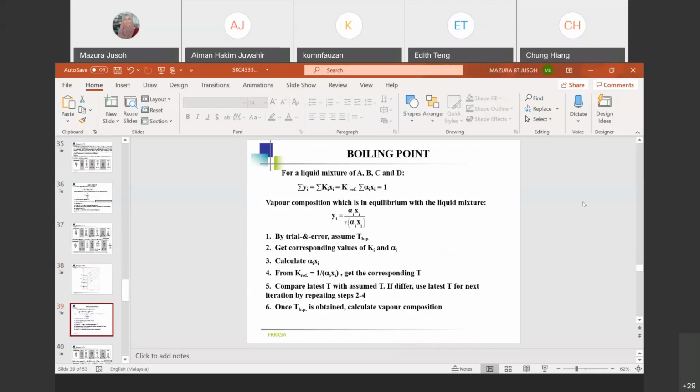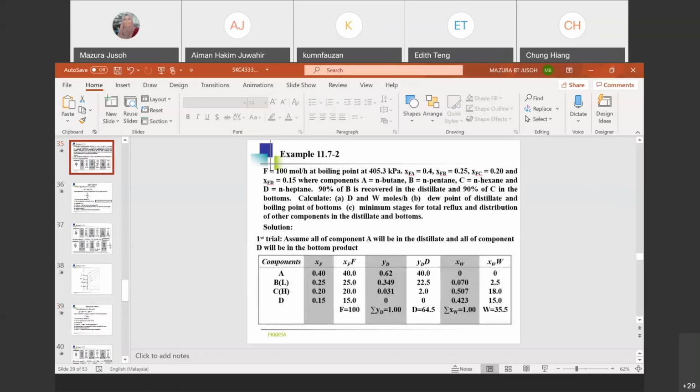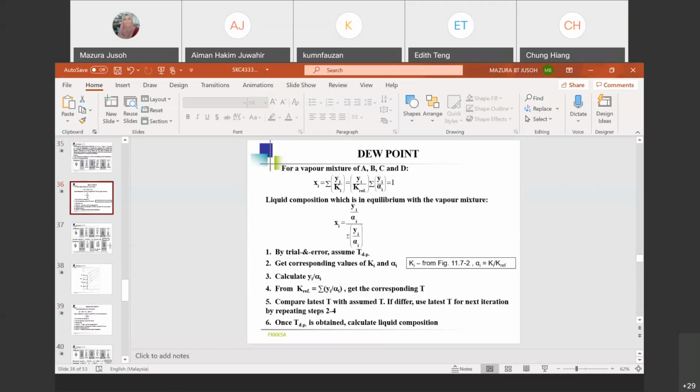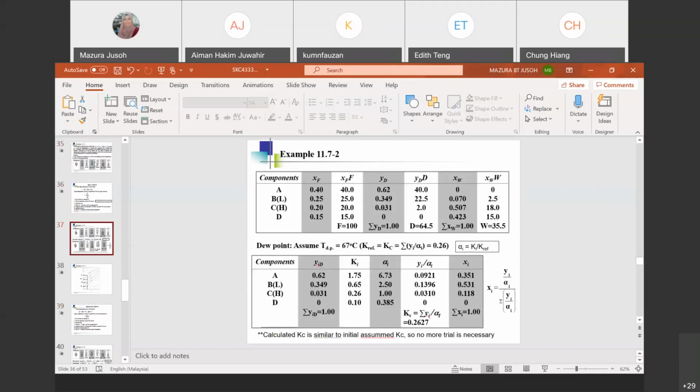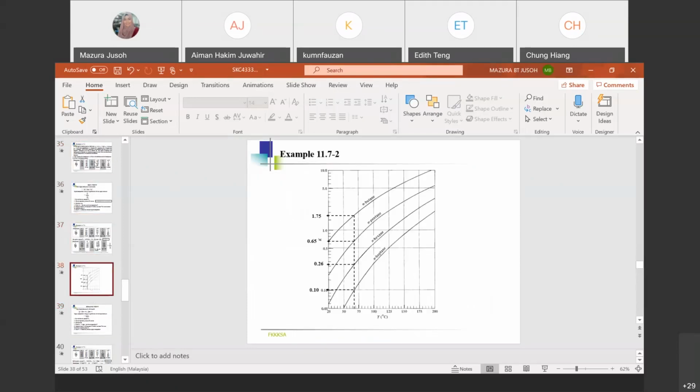Okay. So for boiling point, I'll just recap to refresh your memory of what we did last Thursday, right? We didn't have class on Sunday. This is what we went through last Thursday. You have to do this by trial and error. You have to choose a temperature, and then you find the K value through this graph, and then you'll find the alpha value.